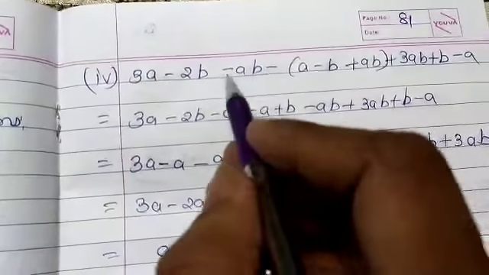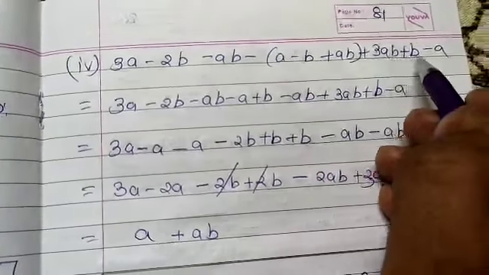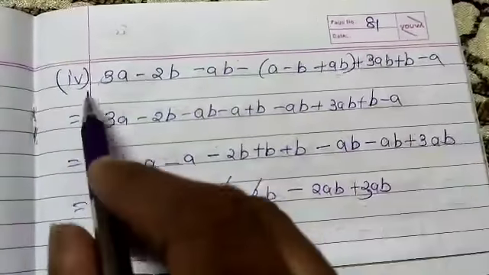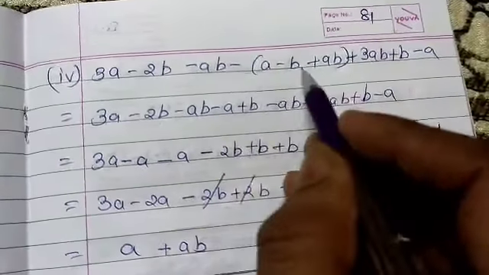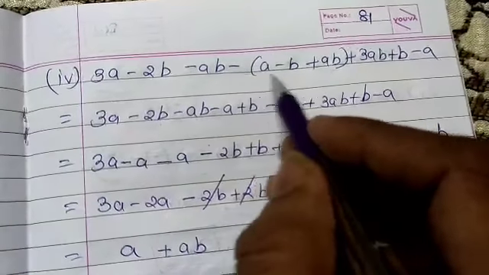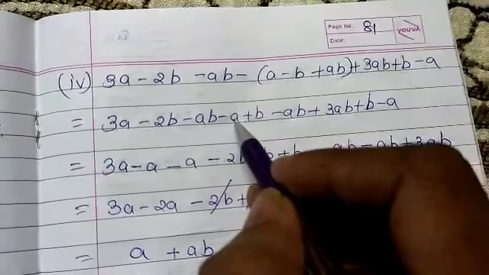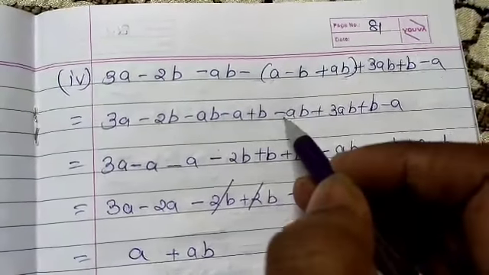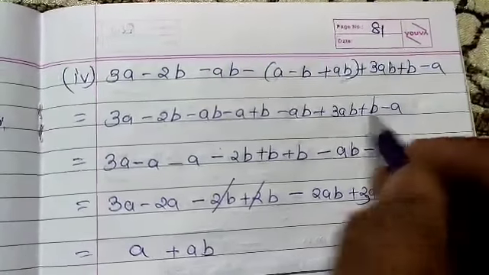Now the next one is 3a minus 2b minus ab minus in bracket a minus b plus ab in bracket, plus 3ab plus b minus a. Now dear student, again we have to resolve this bracket first. So write down this 3a as it is, negative 2b as it is, negative ab as it is. Now open this bracket. So outside the bracket there is a negative sign. So whatever terms are inside the bracket, all signs you have to change. That positive a will become negative a while opening the bracket, then negative b will become positive b, positive ab will become negative ab, then plus 3ab, then plus b, and negative a you have to write as it is.